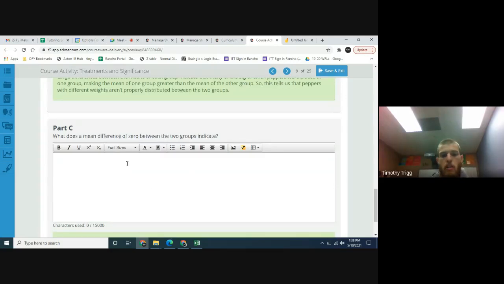A mean difference of 0 between the two groups, well, that just indicates that these two samples have the same mean. They have the same average. So on average, the values are the same. And also that there's no real significant difference between the two groups. So I want you to explain that there. I explained it in words, but you should write it down in a complete sentence here in your own words, please.